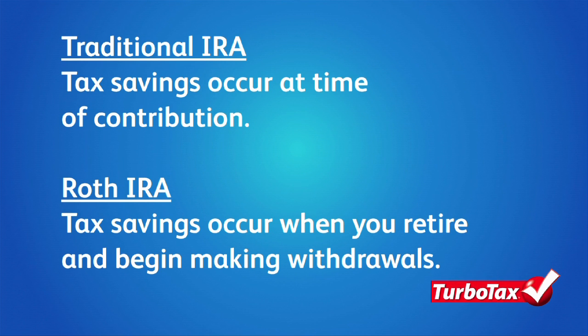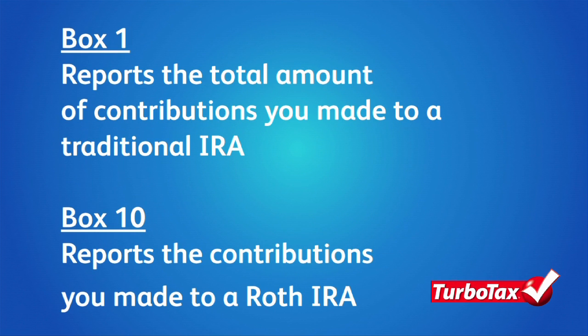Keeping the differences between the IRAs in mind, you'll be most interested in the amounts reported in boxes 1 and 10 of your Form 5498. Box 1 reports the total amount of contributions you made to a traditional IRA, which might be deductible on your tax return depending on other factors like your income. The amount in Box 10, however, reports the contributions you made to a Roth IRA, so you can't deduct this amount.